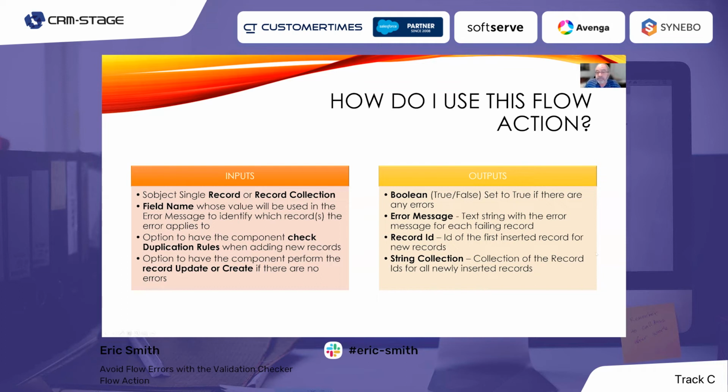So the outputs that come back from the action: you have a Boolean field that's either going to be true or false. If there are errors, it gets set to true. If no errors, it gets set to false. And then your error message or error messages are returned as a text string. And if you're creating records, there are a couple of other outputs that come back. One is the record ID of the newly created record, or the first record if you're creating multiple records. And if you're creating multiple records, you get a string collection of all of the record IDs for all of the new records, because you may want to act upon those later on in your flow, and you'll need those IDs in order to do that.